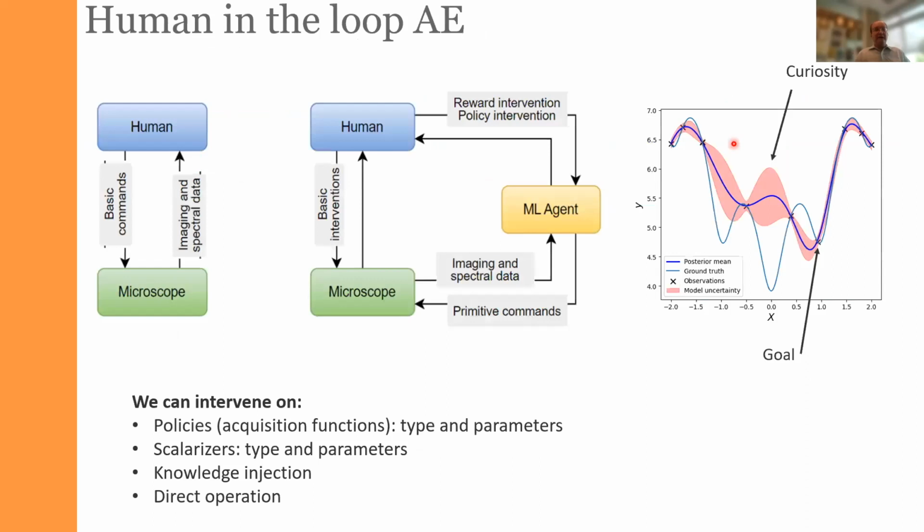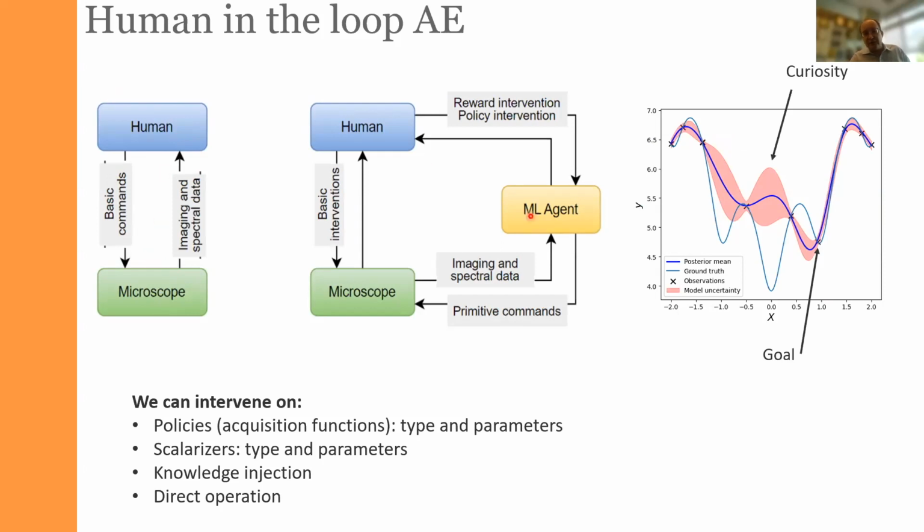So why is it interesting? It is interesting because overall, we are looking at the future of microscopy that is going to be very different compared to the present. So the present is a human sitting in front of the microscope. Human issues the basic commands. The microscope produces images and spectra. Human looks at the images and looks at the spectra, makes some decisions and issues the basic commands. To the best of my knowledge, virtually all microscopes worldwide work like this.